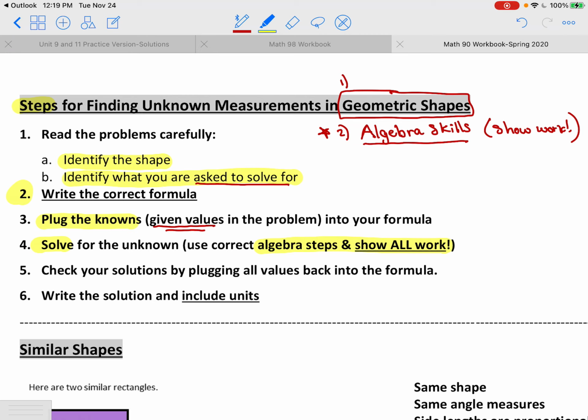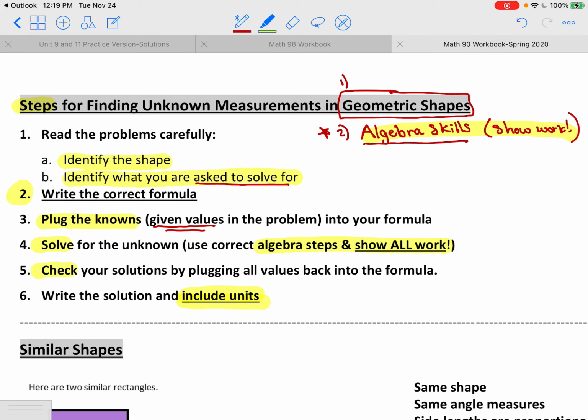It's super easy and super tempting to do mental math with geometry. I am right there with you. I love to do that. It's kind of like a puzzle, and I just want to get in there and figure it out. Remember, though, you're being tested on your algebra skills. You're going to check your solution when you're done by plugging all the values back into the formula. Then you write out your solution and make sure that you include those units.